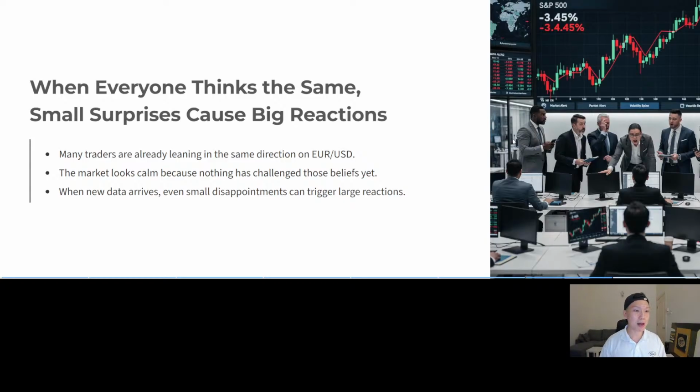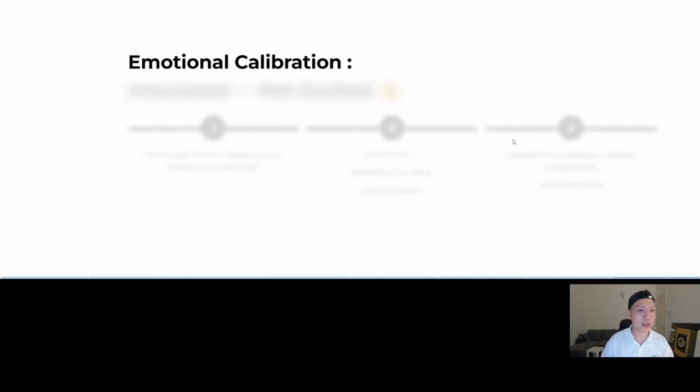And the second one would be the market looks calm because nothing has challenged those beliefs yet, right? Remember, the belief is there, but nothing is there to poke it yet, okay? So when new data arrive, even small disappointments can trigger large reactions. This is the domino effect that I'm talking about, right? So we don't have any new data yet, but what I'm trying to tell you is it is a very fragile little bubble going on right there. And it is stable right now. But the fragility actually emerged from many traders leaning towards the same direction on euro US dollar.